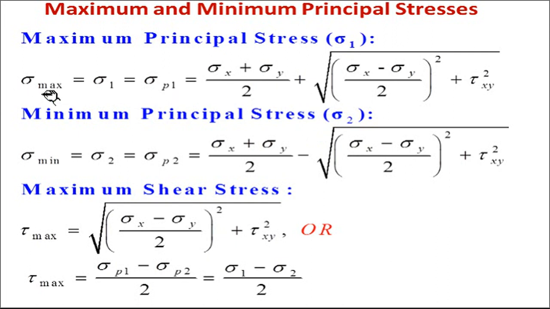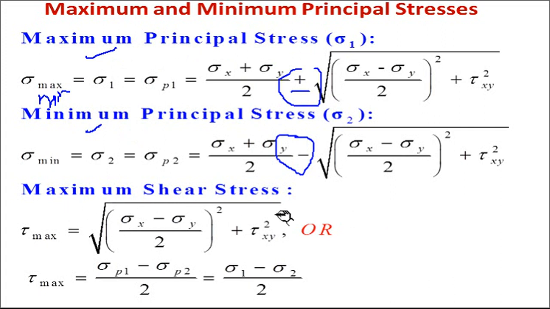For sigma minimum, here you can make the sign negative, because the only difference between these two equations is the sign. Here it is negative for minimum principal stress, and for maximum stress it is positive. That is the only difference.